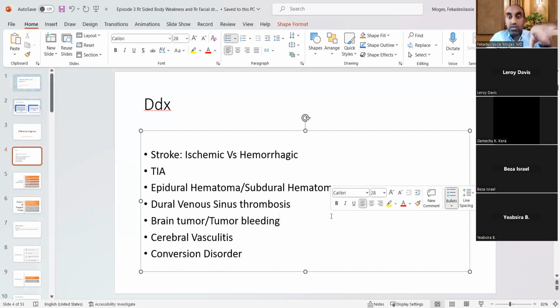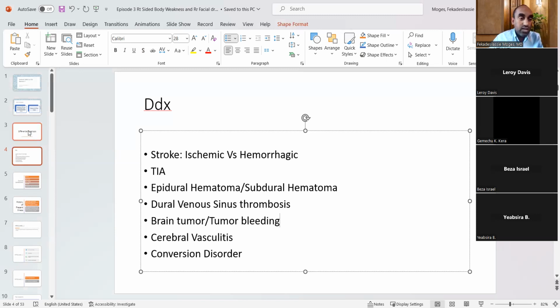Any other differential diagnosis or shall I proceed? Tell me, guys. Don't kill your time. Participate. I'm your brother. Don't be scared of me. And this is meant for you. If it is supposed to be a presentation, I can do the presentation myself and call it a day within 30, 45 minutes. That is not the intention. So let's participate. Please participate.